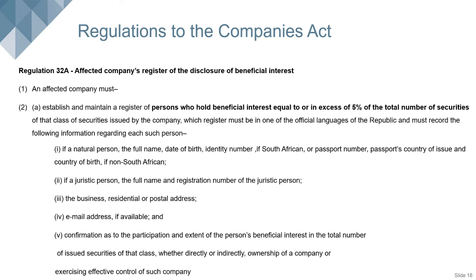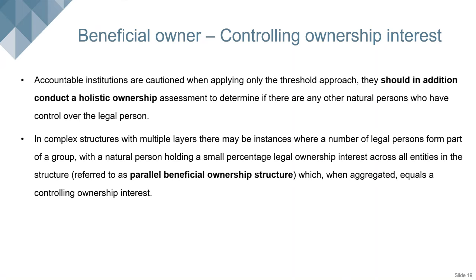So, for example, if it's a natural person, the full name, date of birth, identity number, if it's a South African citizen. If it's not a South African citizen, then the passport number, the passport's country of issue, and country of birth if non-South African. If it's a juristic person that owns those shares, then the full name and registration number of the juristic person, residential and postal address. So there's a whole bunch of information that's required in terms of this regulation to properly disclose the beneficial interest. Accountable institutions are advised when applying the threshold approach, please conduct a holistic ownership assessment.